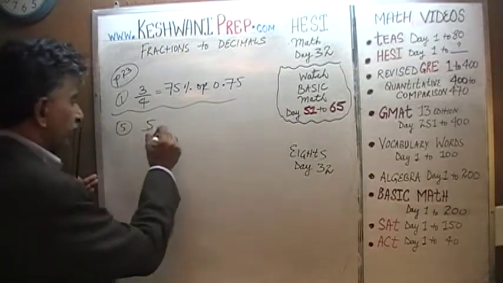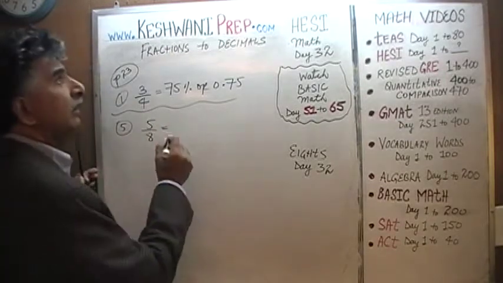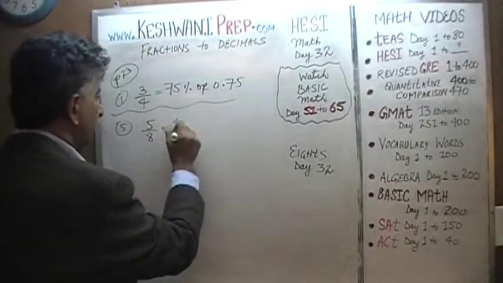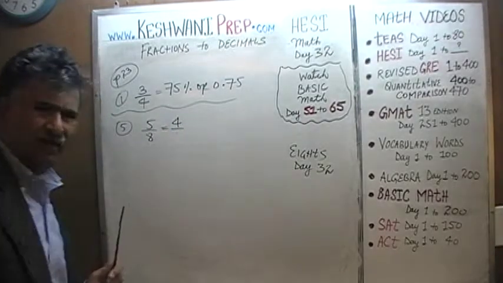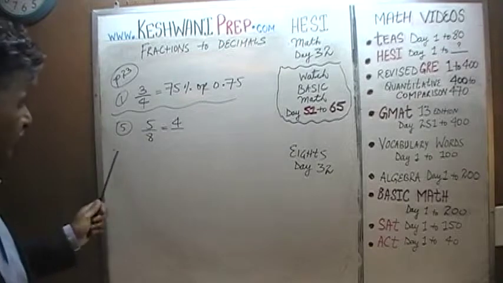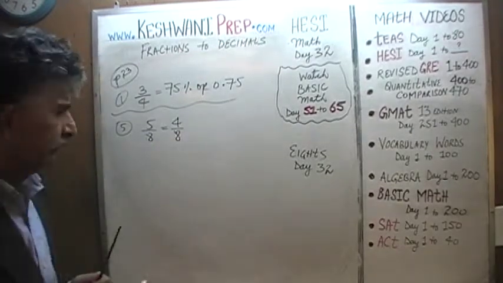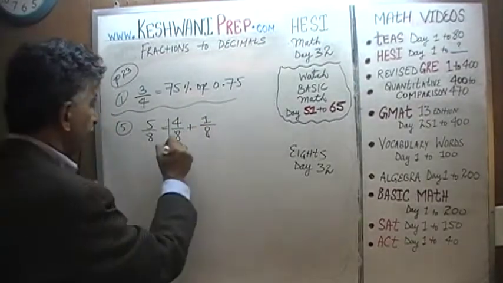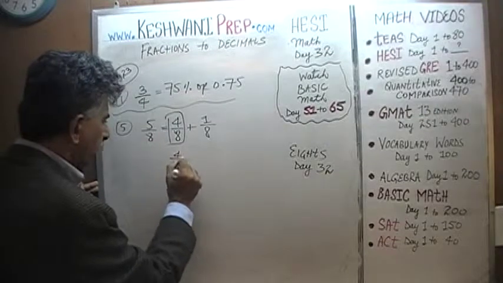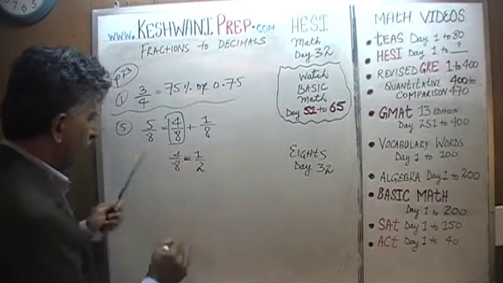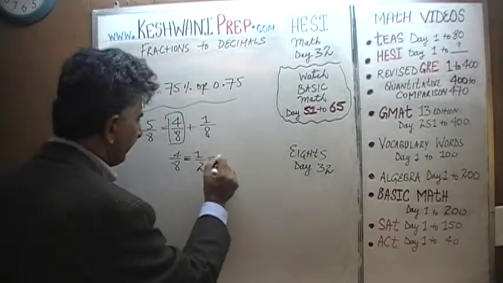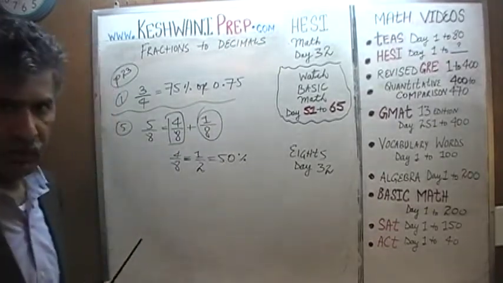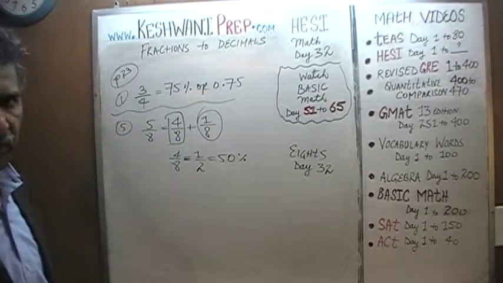What we have to understand here is that 5/8 is nothing more than 4/8 plus another 1/8. If you look at it here, 4/8 is simply 1 over 2 if you divide top and bottom by 4, which is 50%. That's the easy part. Now, if you can figure out what 1/8 is in percentage, we are home free. Then we can simply add 50% to this amount.